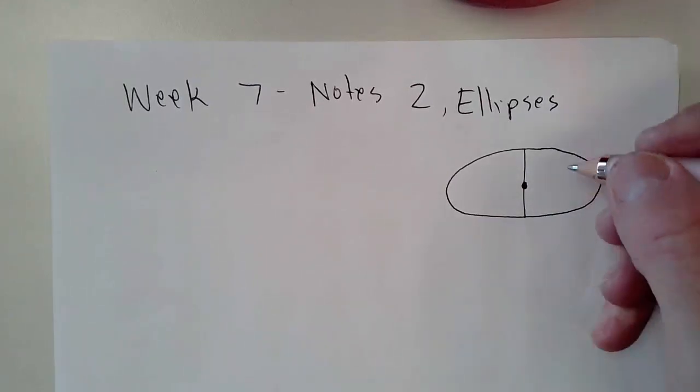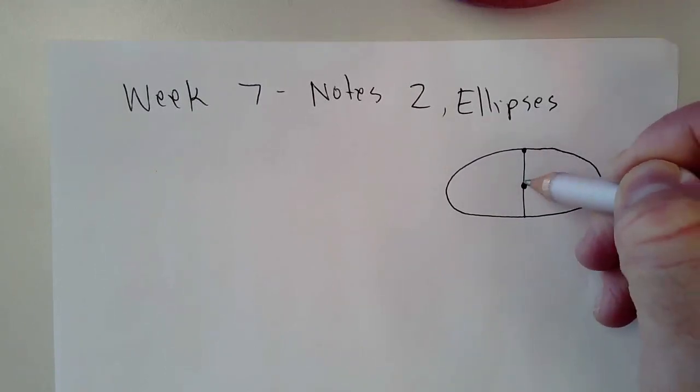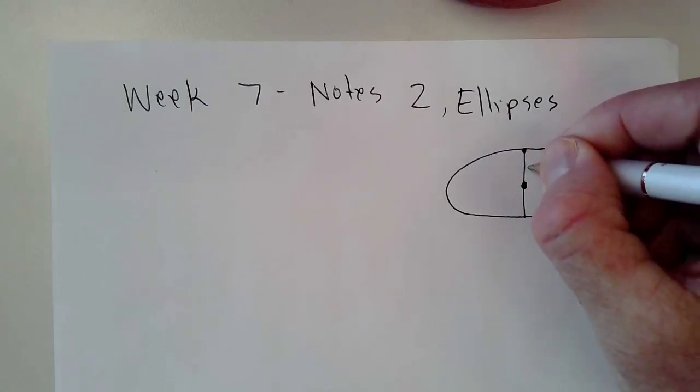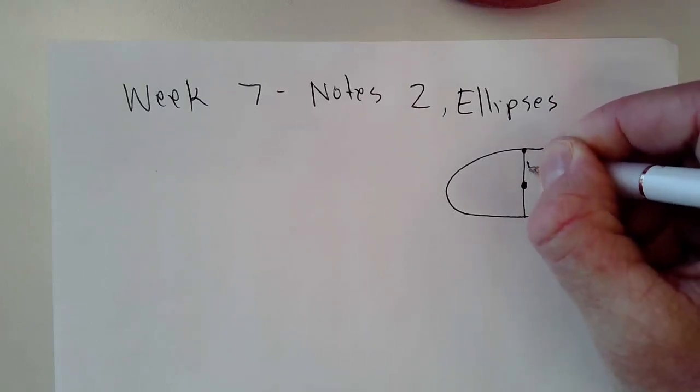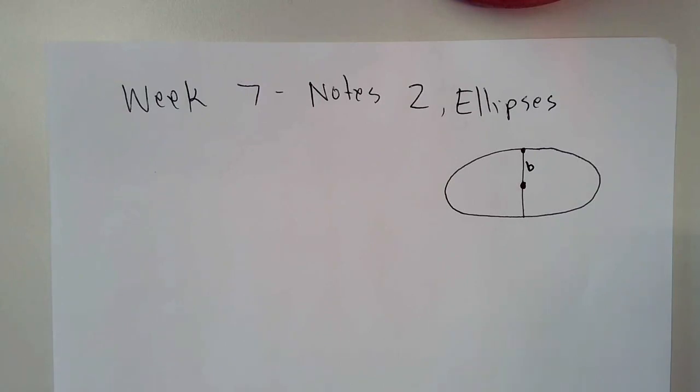Okay, and this distance right here from the center to the side of this ellipse right here is a distance of b. Okay, that's a distance of b. All right, we're just very basic right now, very basic.